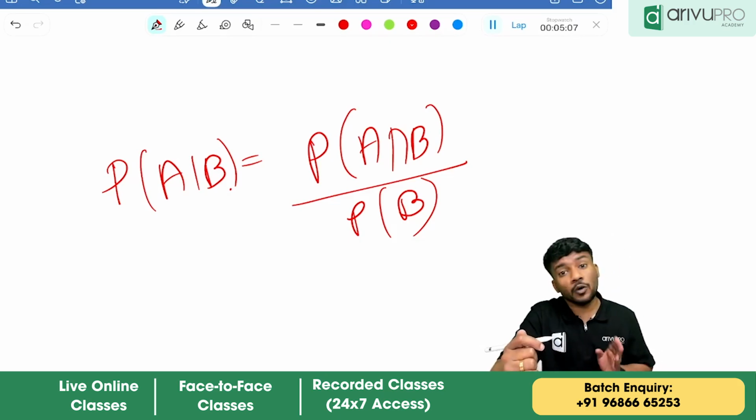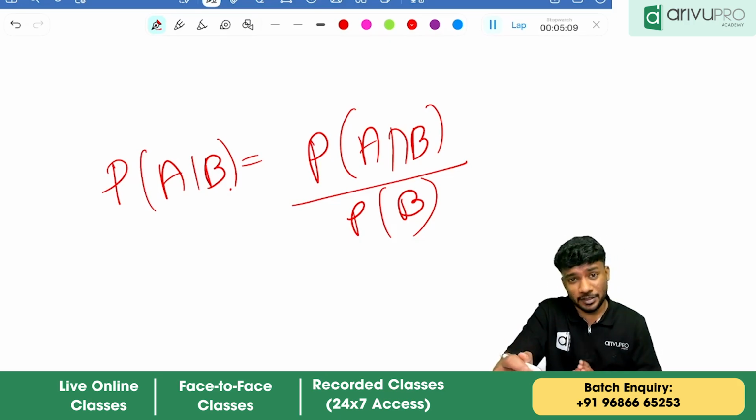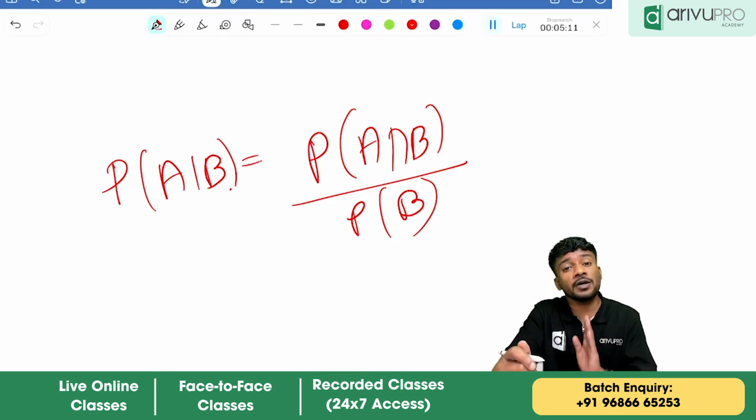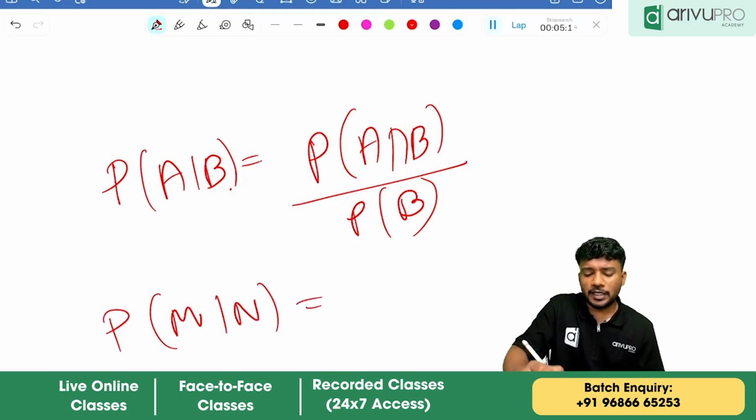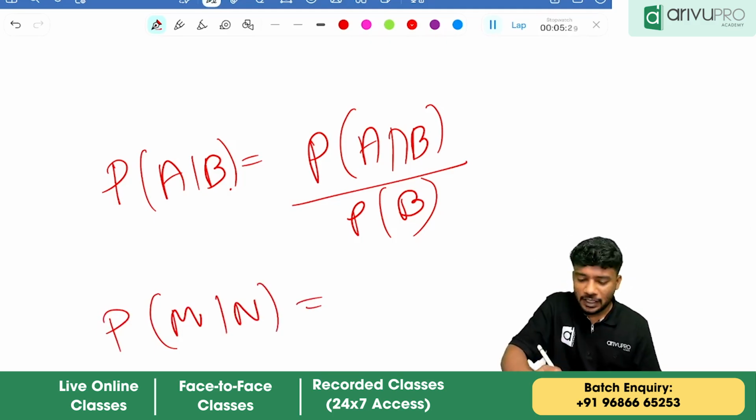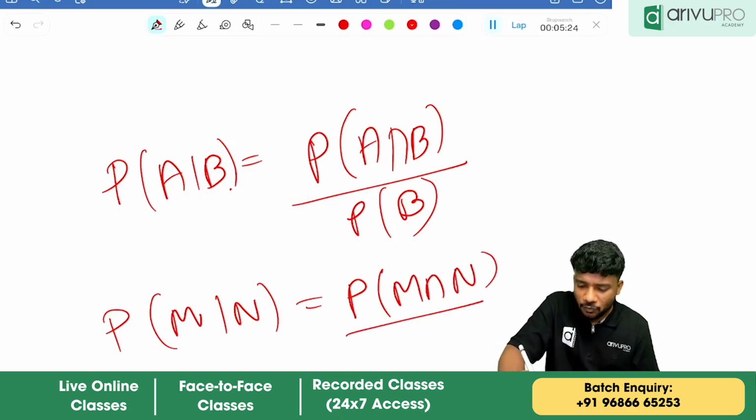Okay, it has already happened. Probability of B occurring is already, or the event B has already happened. Then what is this? P of M given N. How will you write it? P of M given N. You will write it as P of M intersection N divided by P of N.